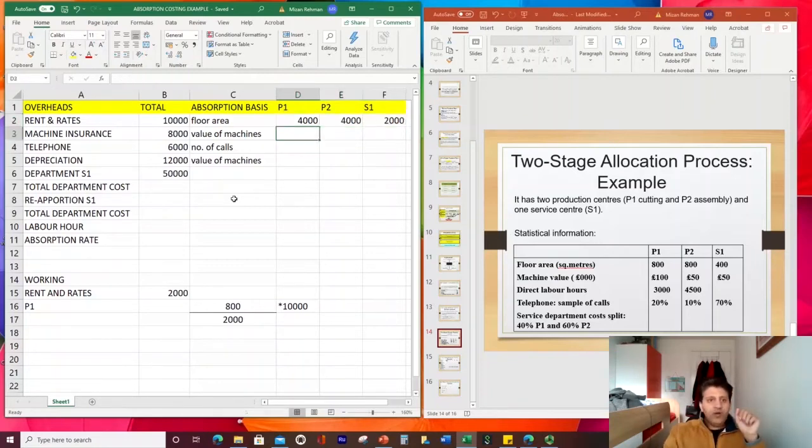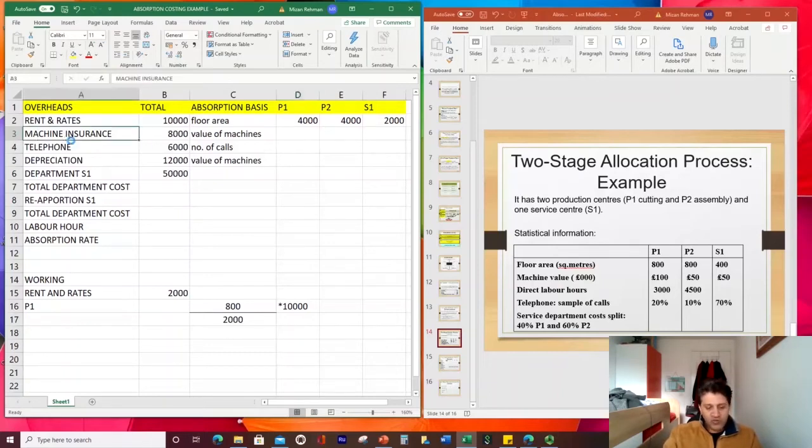Next is the value of machines. Machine insurance should be based on the value of machines. If you look on the slide, P1 has 100,000 worth of machines. P2 has 50,000 worth of machines, and S1 also has 50,000 worth of machines. So we total up the value of machines here.